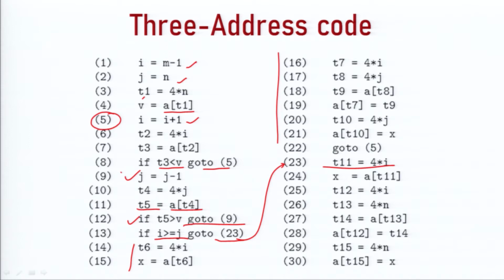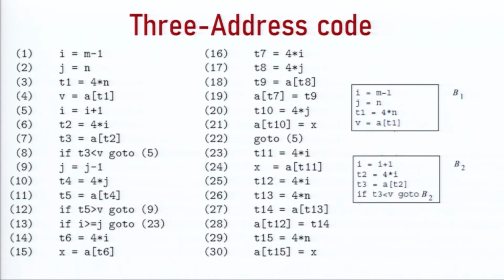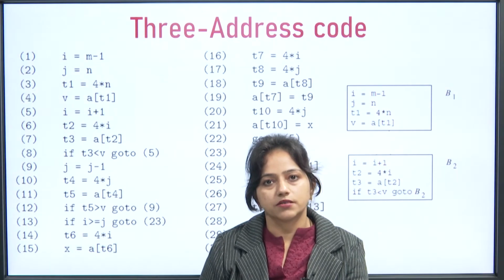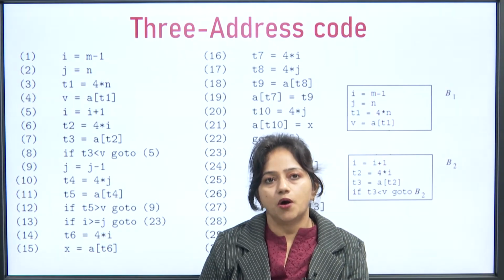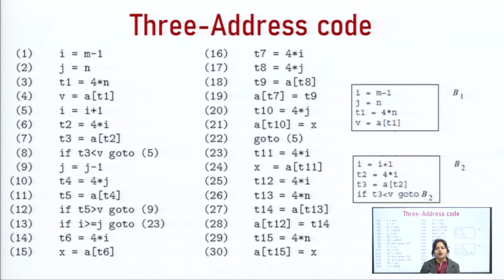Now, for doing the optimization we will proceed step by step. Next step is to find the basic blocks. For finding the basic blocks, first we need to find the leader in every block. How to find the leader? We know the first statement of the program is called the leader. This is the first rule for finding the leader.